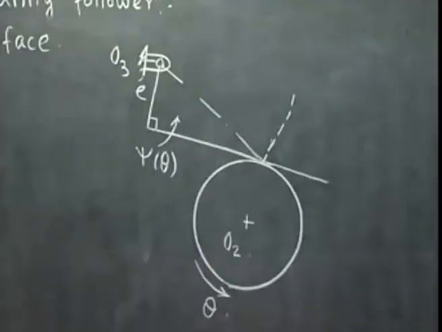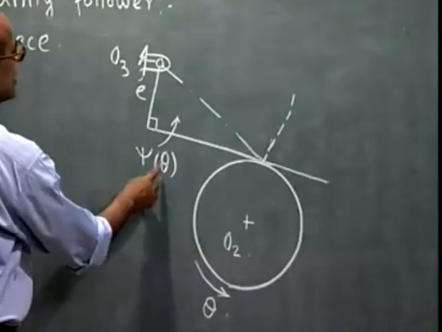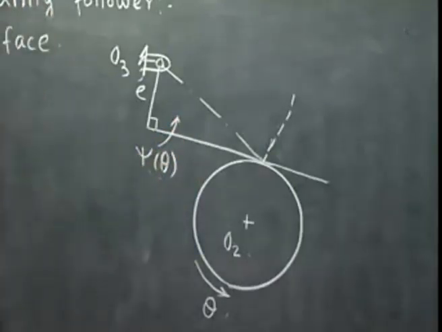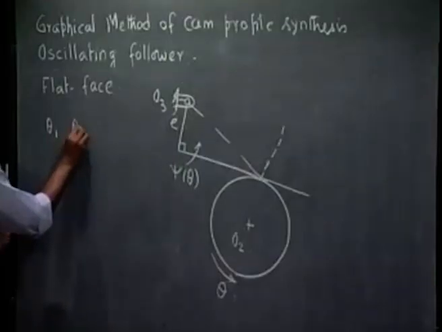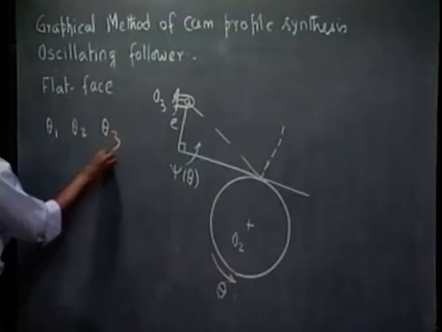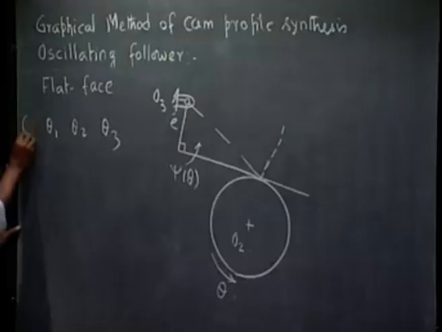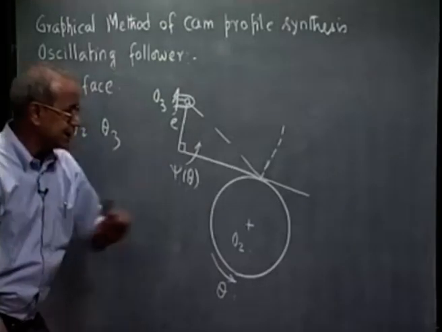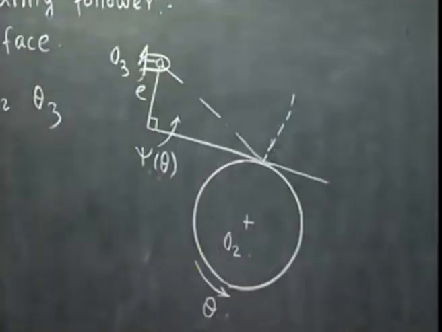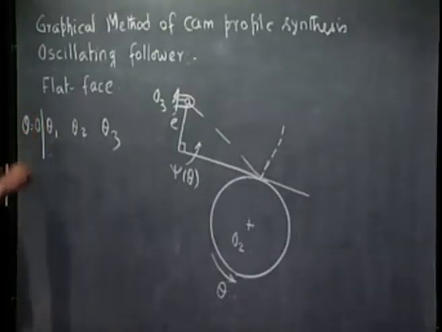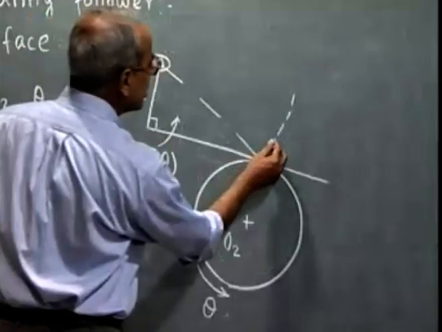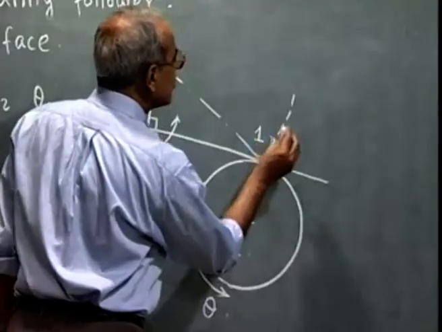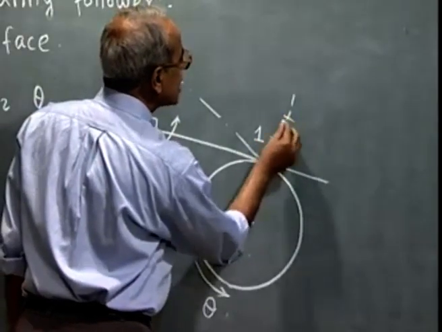So, once this is prescribed, the movement of the follower, again I consider station points theta 1, theta 2, theta 3, so on. This situation is shown for theta equal to 0. This is the situation when theta is 0. Let for theta, when it is theta 1, the cam has rotated by theta 1, this trace point goes here. So, I call it as before 1. Similarly, for 2, it comes here at 2.